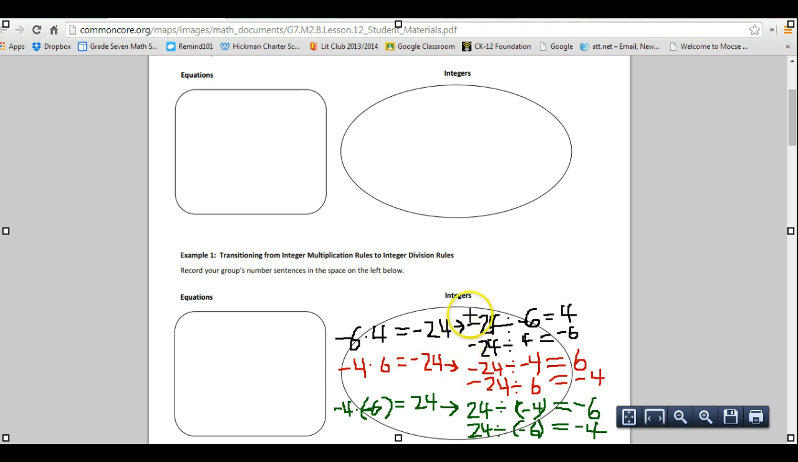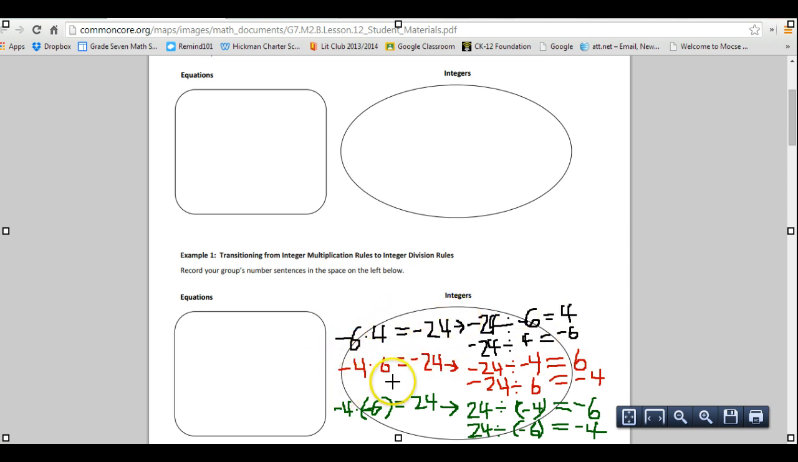Okay, and you know that division is the opposite of multiplication. Therefore, I just kind of turn this whole equation around. So now I have -24 divided by -6 equals 4, or -24 divided by 4 equals -6. These both apply and relate to this one.